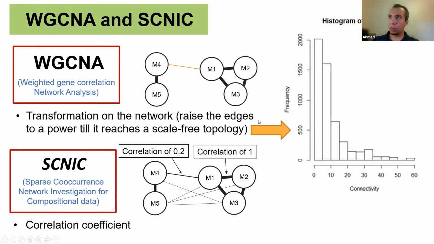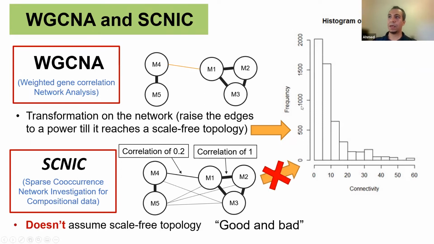All right, so now let's go back to the main workflow of WGCNA versus SNCC. So we calculated our network using the two different methods. We did the transformation for WGCNA. Again, the goal is to get the scale-free topology network, so most of the nodes have low connectivity, and very few of the nodes have high connectivity.